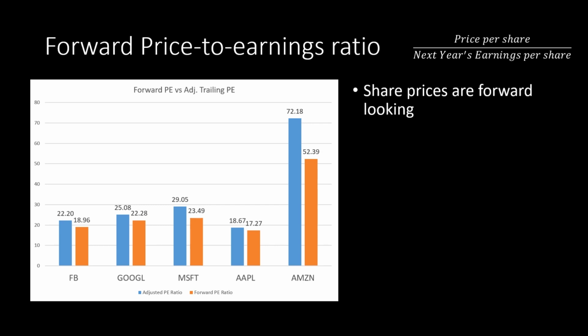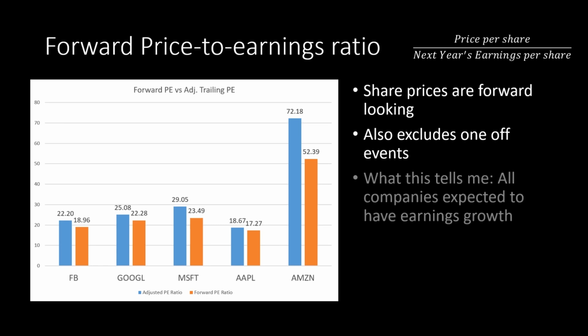And like I said, as share prices are forward looking, this provides a better comparison of what the more accurate PE ratio should be. And it also excludes all the one-off events because that's not expected to recur next year. From the looks of it, what this really tells me is that all companies are expected to have earnings growth. As you can see, the orange bars are all lower than the blue bars. Right. And as you can see here, the PE ratio for Amazon has contracted significantly from 72 times to 52 times.